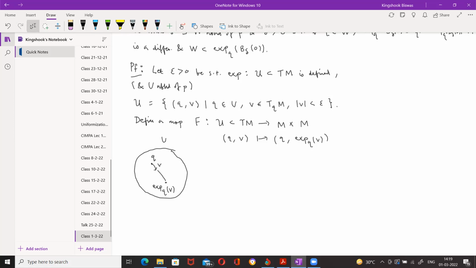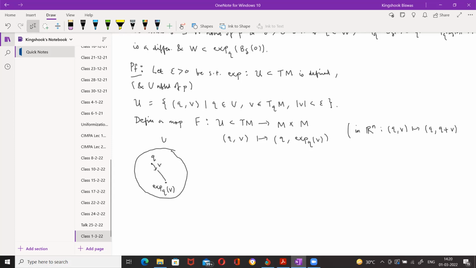So what we want to show is that if we were doing this in R^n, what would this map be in R^n? I'm just taking a point and a vector in R^n, and I'm following the vector for time 1. I'm just adding the vector to it. So in R^n, this map would be (Q, V) goes to (Q, Q plus V), right?